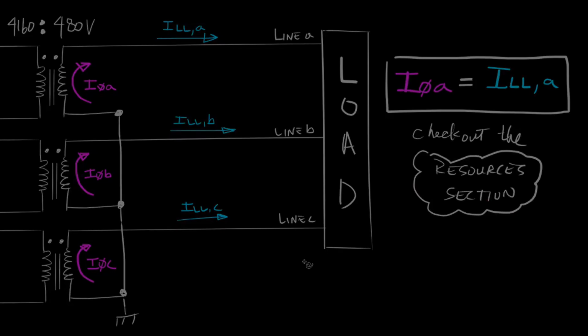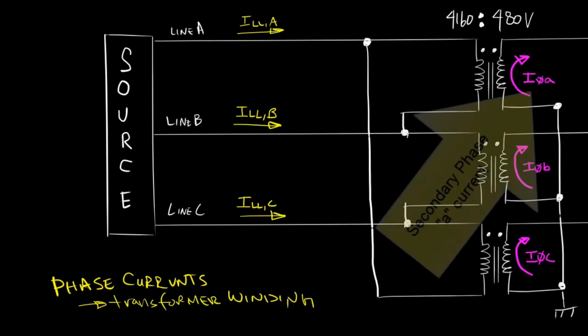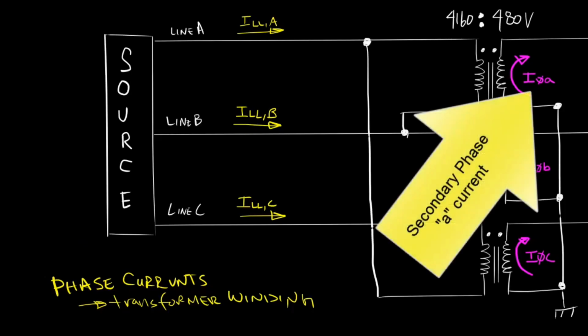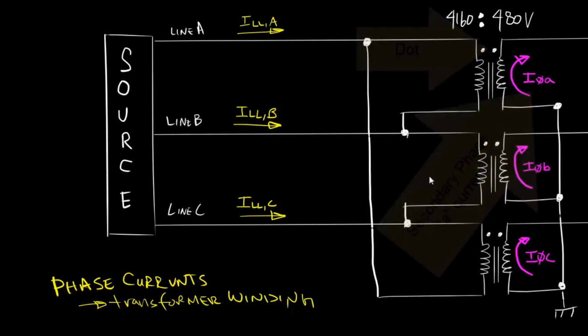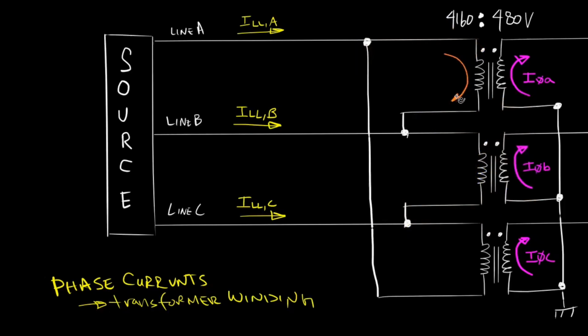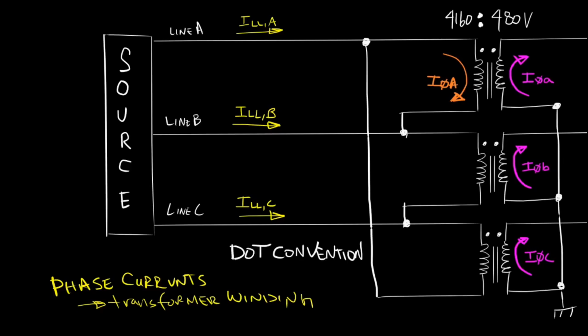Since phase currents flow through transformer windings, the delta transformer connection is no exception. Let's begin with winding A. Since we know that secondary phase A current flows out of the dot on the secondary side, that simply means that the primary phase A current must flow into the dot on the primary side. So primary phase A current will flow into the dot, and secondary phase A current will flow out of the dot. This makes sense, right?